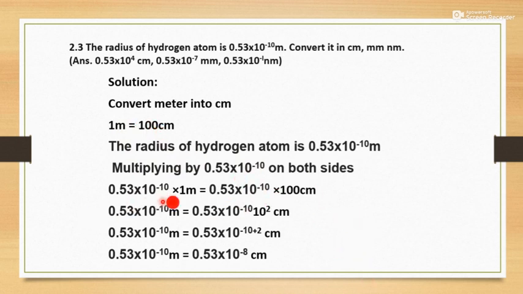Now this part is 1 multiplied by 1, same as it is. Here 100 we can write as 10 raised to 2, this is the scientific notation. The 10 and 10 are the same base, so we can add the powers: minus 10 plus 2, which is equal to minus 8. This is the conversion of meter into centimeter.